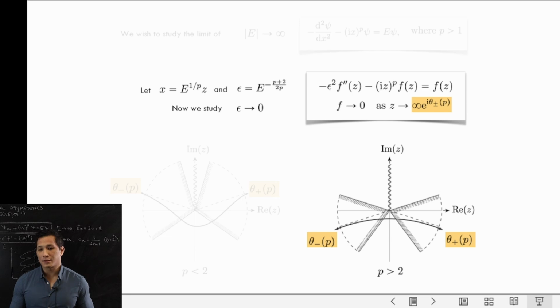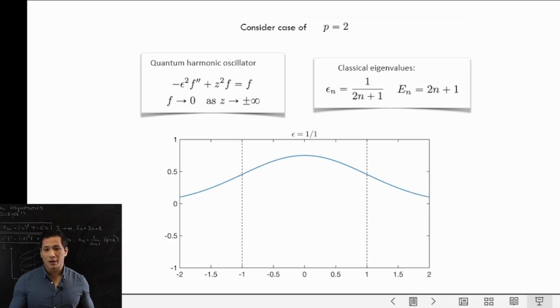But on the other hand, if p is greater than 2, then you should take f to 0 in the way that you see in this diagram here, towards the lower left, theta minus, and towards the lower right, theta plus. Okay? The classic case, the quantum harmonic oscillator case, if p is exactly equal to 0, you would want to take your function to 0 right on the axis itself. And so it's entirely a real valued problem.